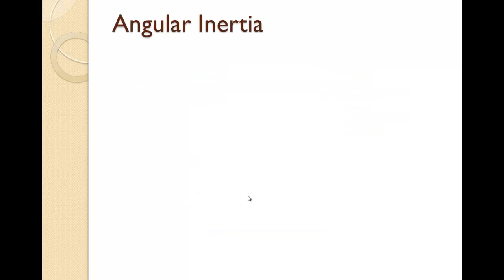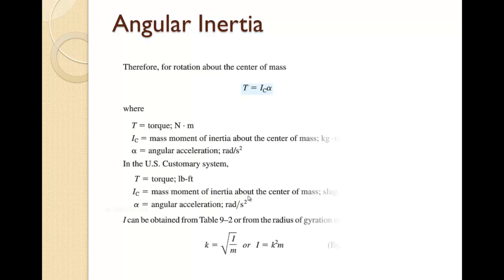Now let's move on to the next topic of discussion, which would be angular inertia. Now from your text, you'll notice that we are talking about torque, which is the mass moment of inertia about the center of mass times the angular acceleration in radians per second squared. So we can get a torque value in newton meters. The mass moment of inertia is usually represented by kilogram meters squared, and like I mentioned, the angular acceleration is in radians per second squared.